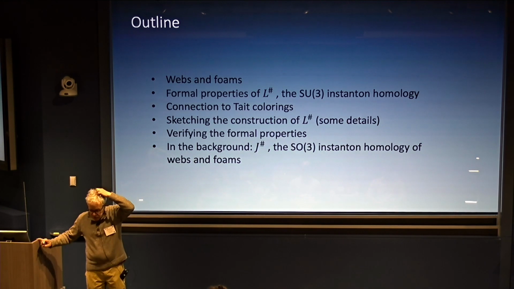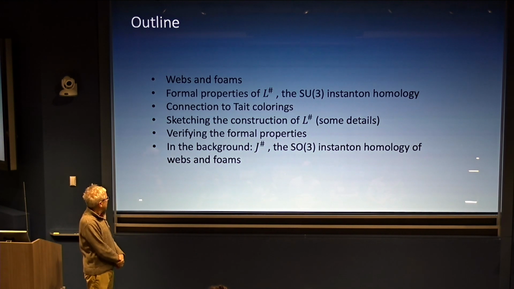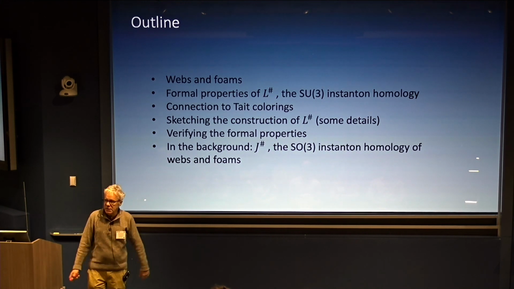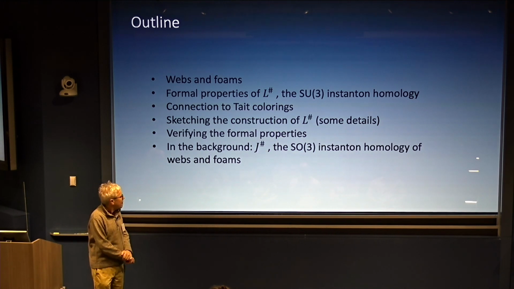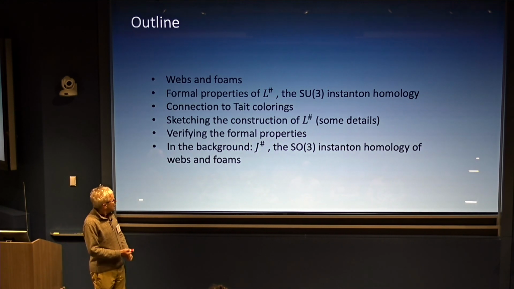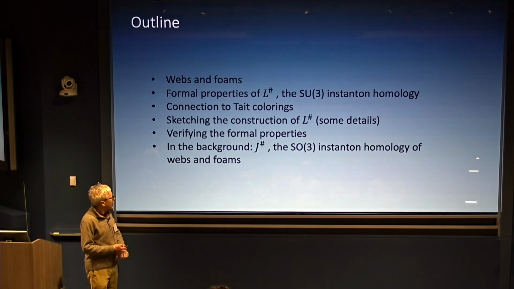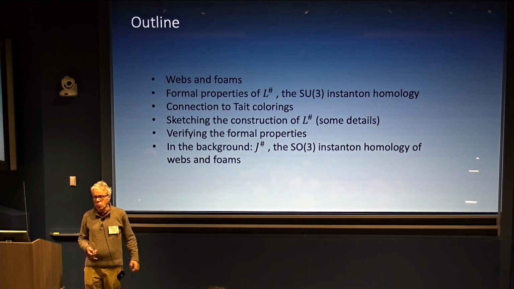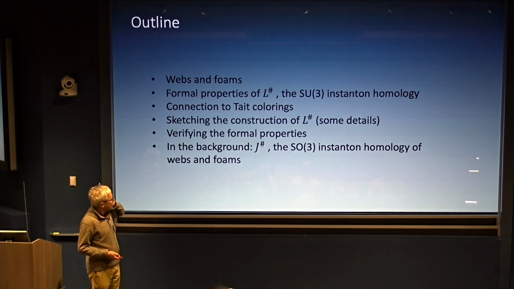What's the reason for studying this L-sharp? Why did we get onto it? About 10 years ago or more, we were studying something we called J-sharp, which is very similar, but instead of SU3, it was defined using SO3. That's a lot of the motivation for studying L-sharp. J-sharp has connections to Tait colorings as well, and conjectured relationships to perhaps an idea to prove the four-color theorem in a new way. That program really relies on having a better understanding than we actually do at the moment for J-sharp, and that's really one of the reasons for studying L-sharp.